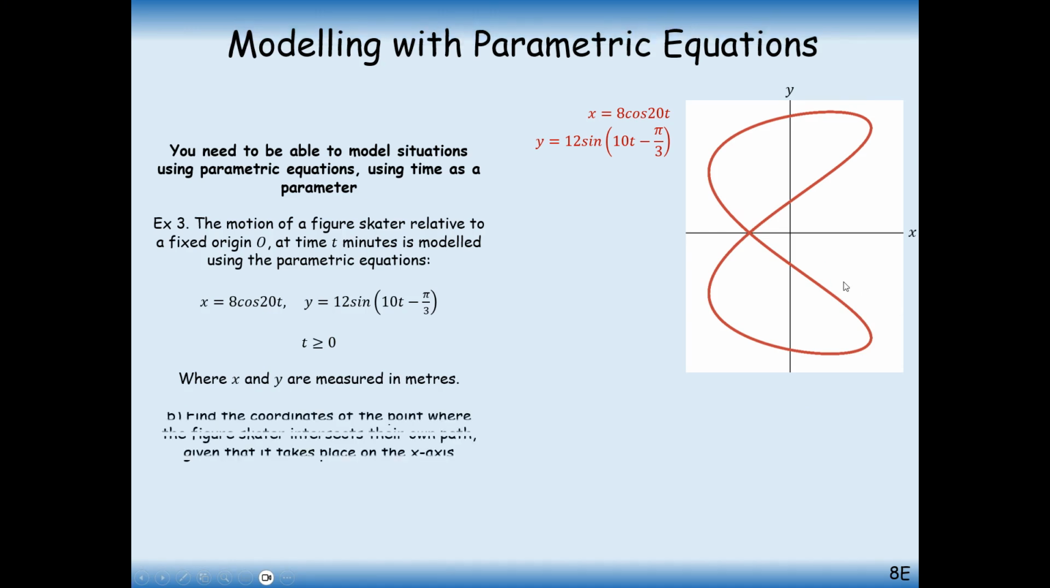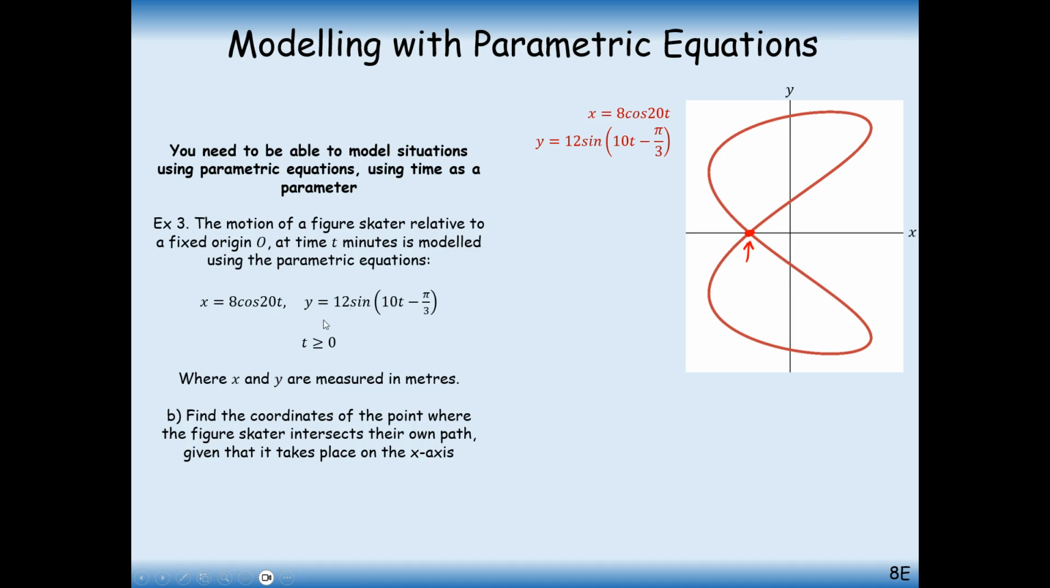In the next part of the question, we are asked to find the coordinates of the point where the figure skater intersects their own path, given that it takes place on the x-axis. So they are talking about this point here. What can we assume about this coordinate? The value of x we don't know, but the value of y we can be sure is 0.